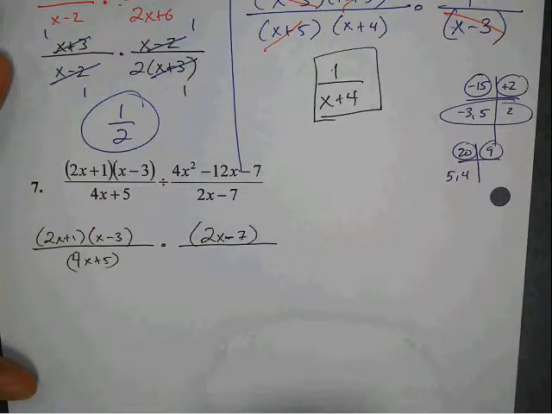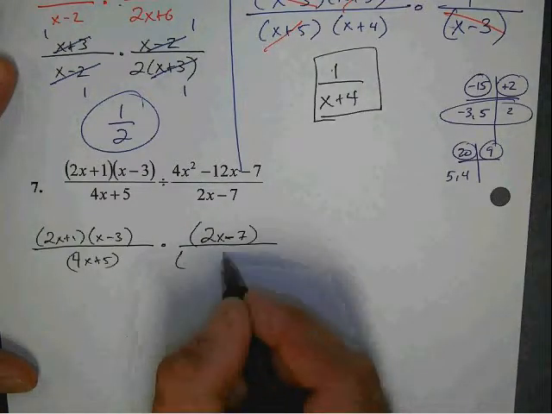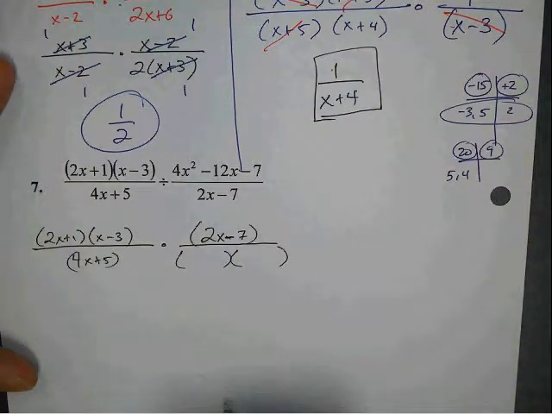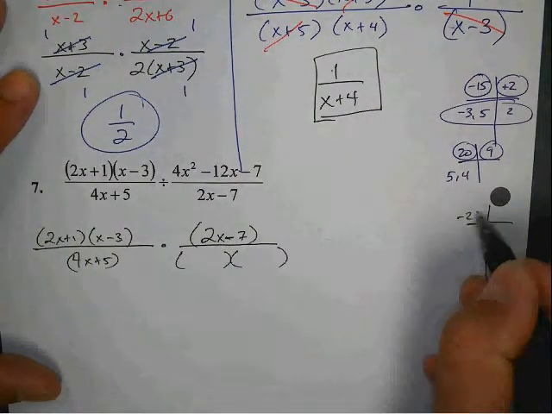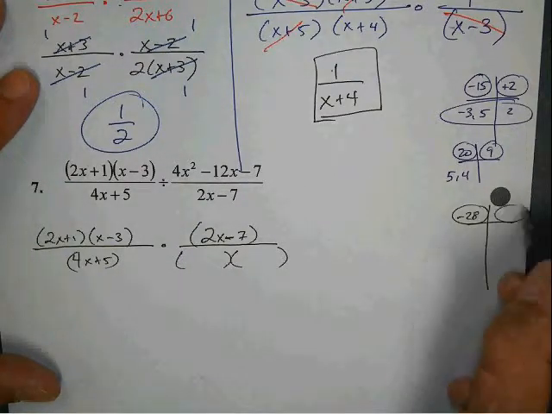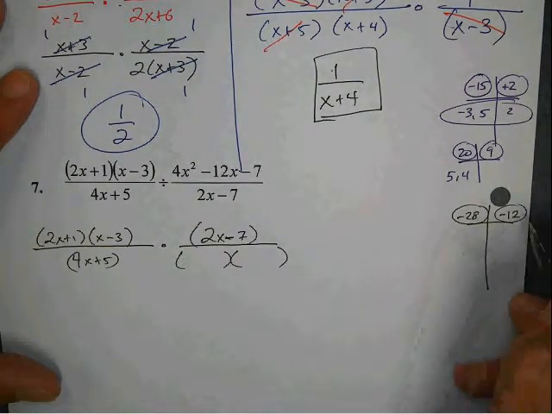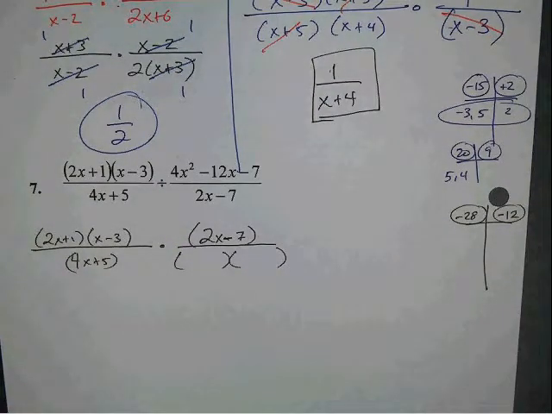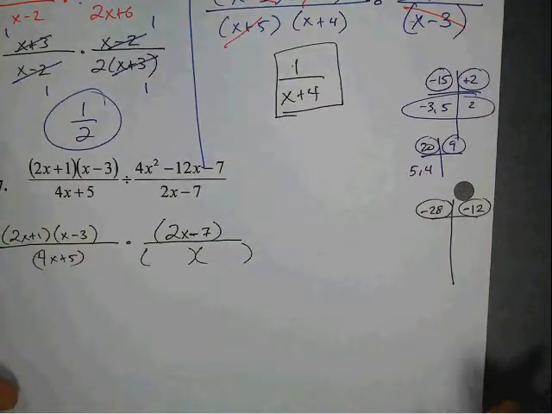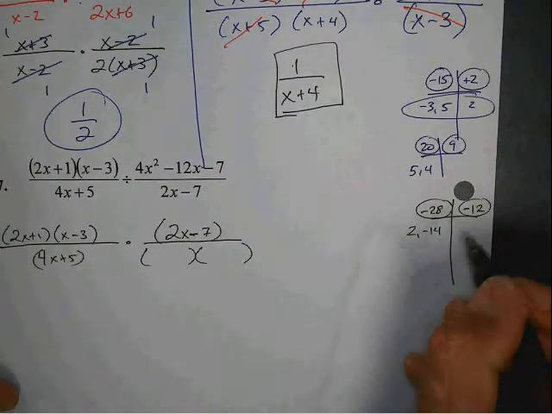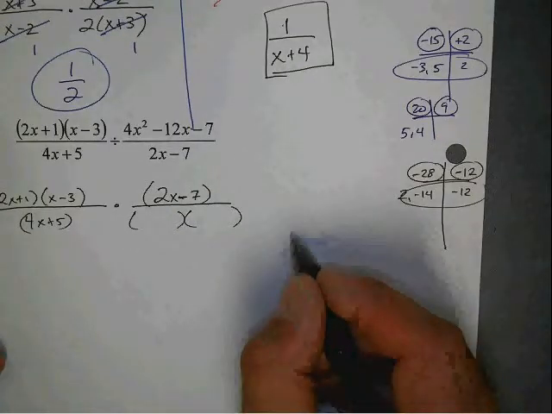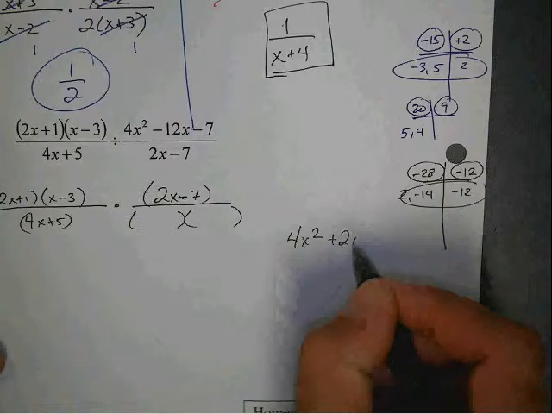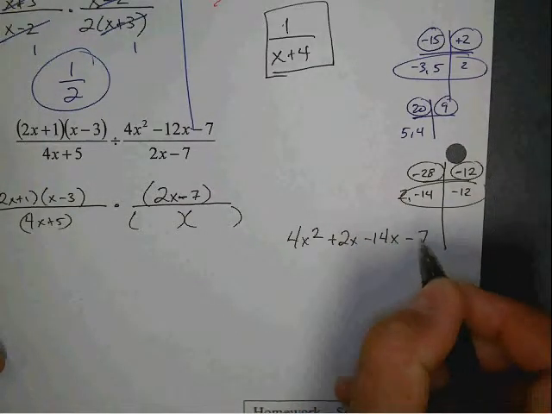Now, the 4x squared minus 12x minus 7, where is that going to end up? Down here, right? So now we have to go off to the side and we have to say, okay, what's 4 times 7? 28. Negative 28. What does it need to add to? Negative 12. All right, so think with me. Brett, can you think? Factors of negative 28 that add to negative 12. 2 and negative 14. Okay, so off to the side on the right here, we're going to multiply this out. 4x squared plus 2x minus 14x minus 7.